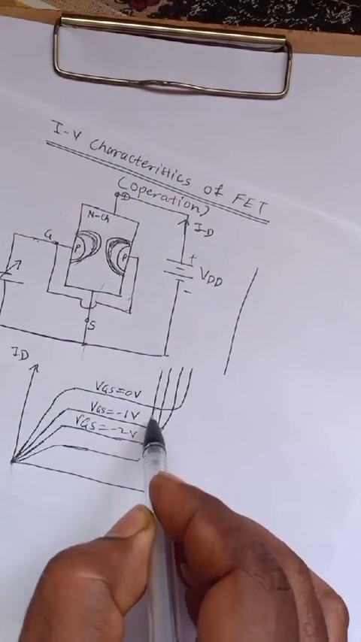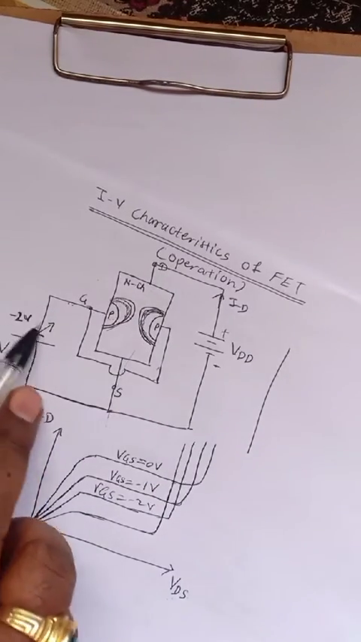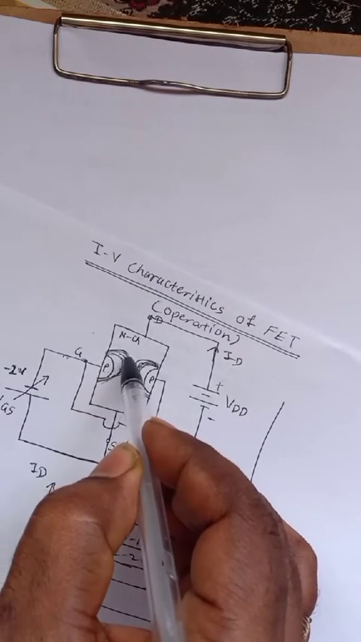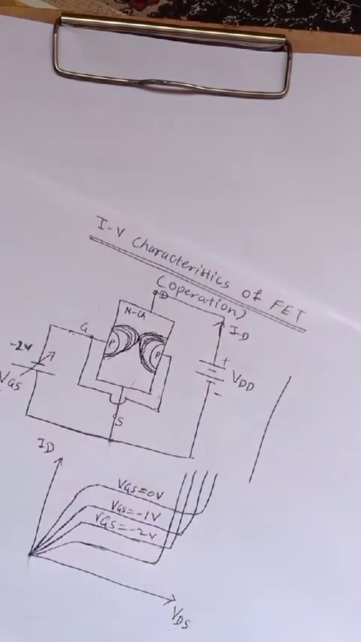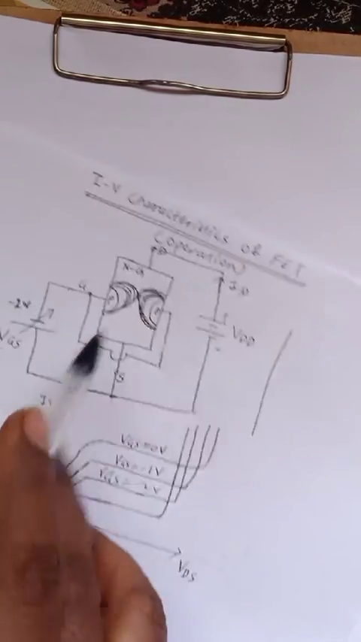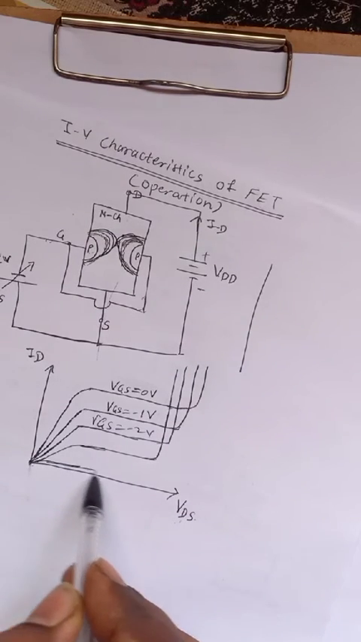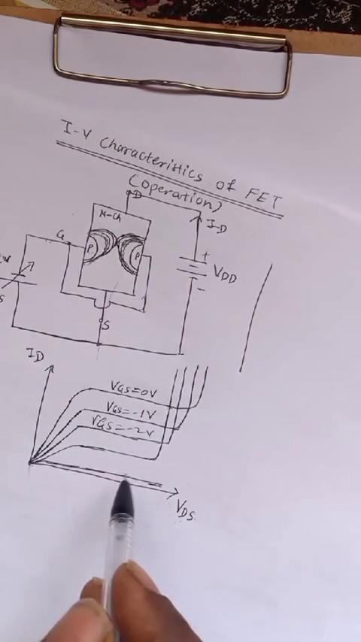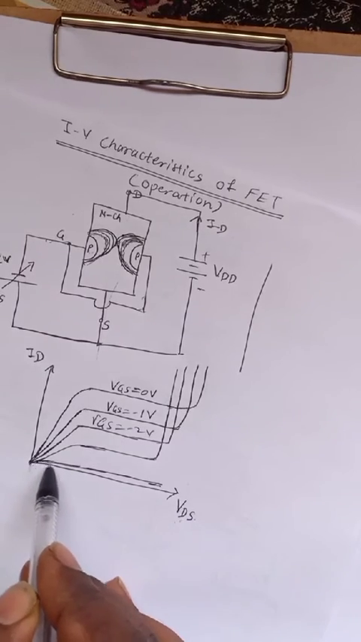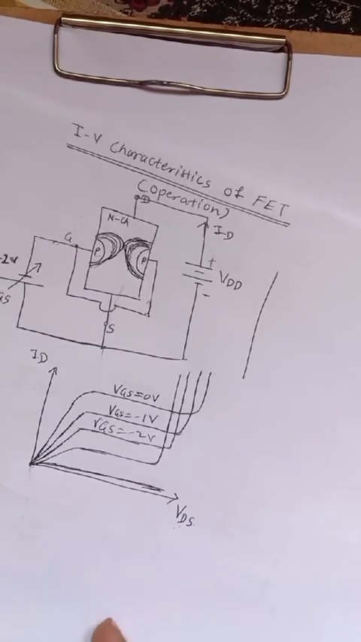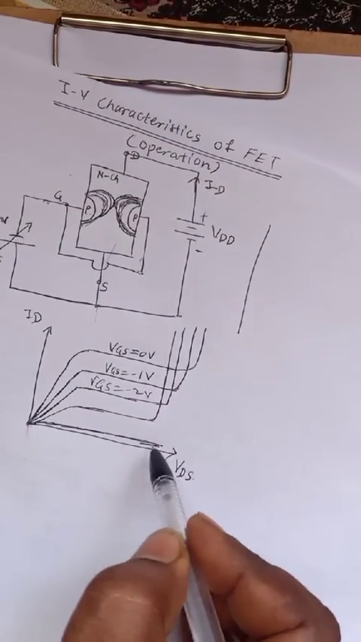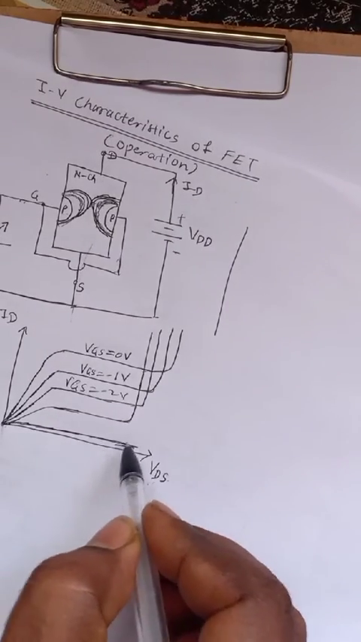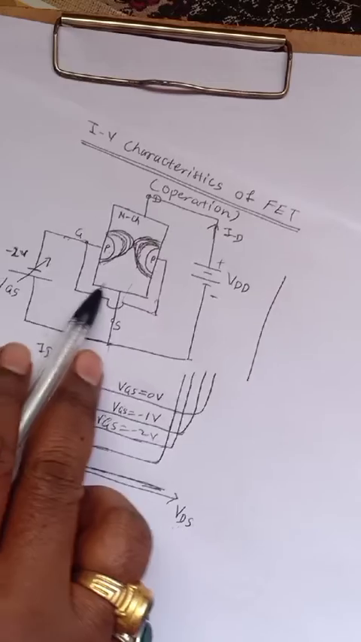So if we go on increasing this VGS voltage, one point is reached. At that point two depletion layers touch each other, and the current becomes 0. So for that VGS voltage, there is a very small reverse leakage current, okay, so it is considered as 0, but there is a reverse leakage current. So at that point VGS, the FET goes into off state.